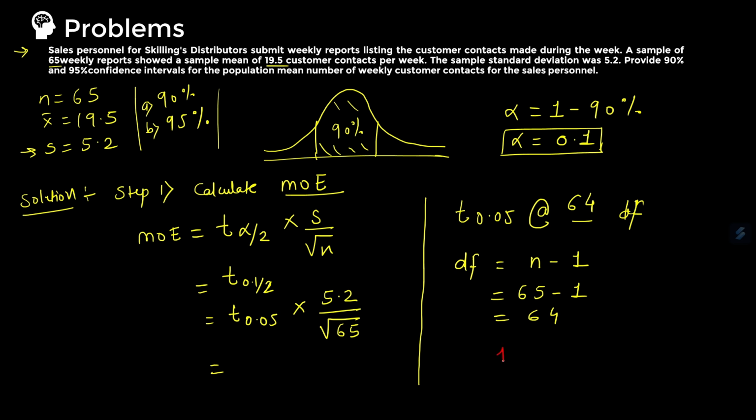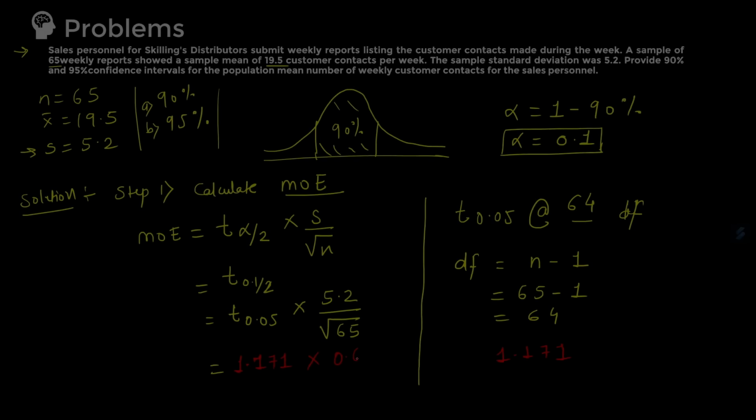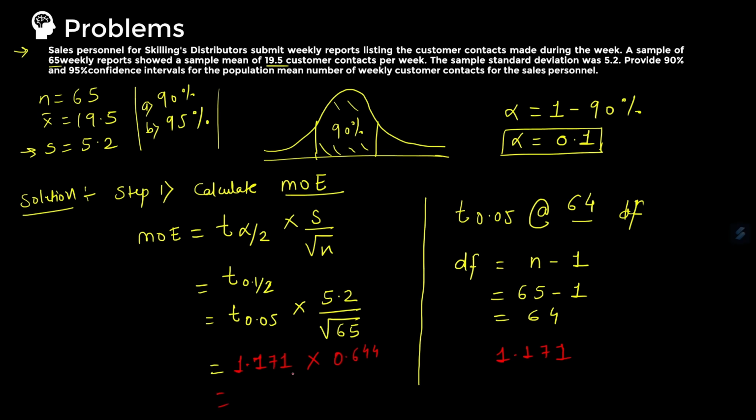So 1.671 was the value in our table. 1.671 into 0.644. So we are getting the margin of error as 0.755.